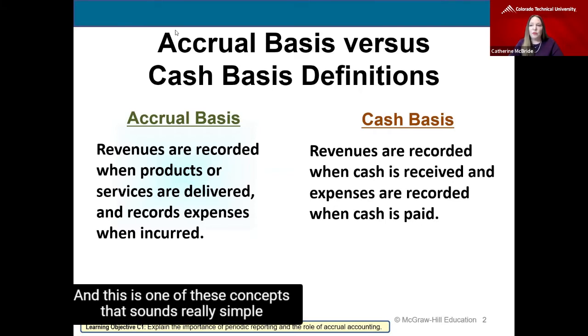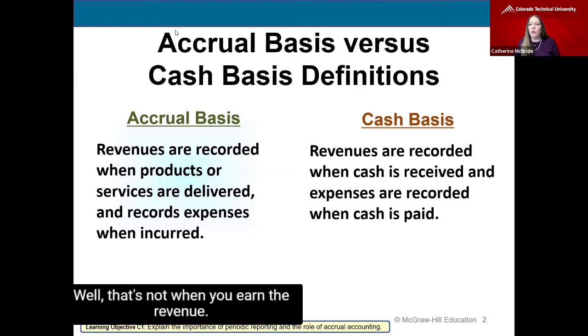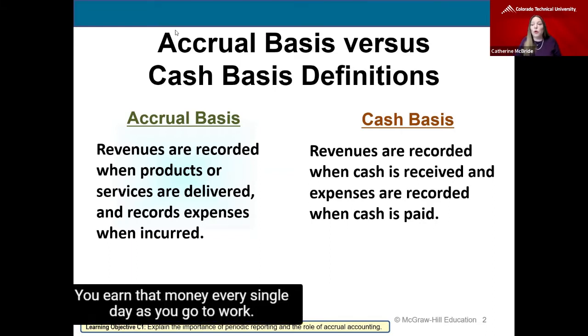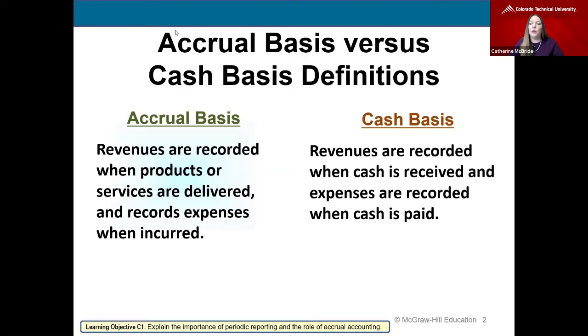And this is one of those concepts that sounds really simple when I bring it up, but in reality, it is a little bit more confusing because we're used to thinking of things like, oh, I earned revenue, I got my paycheck today. Well, that's not when you earn the revenue. That's when you receive the cash. You earn that money every single day as you go to work. So for a company, if we do a job for somebody, you earn the revenue when you complete that service that you performed.